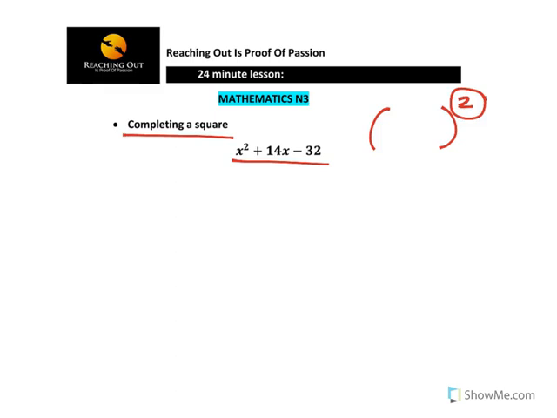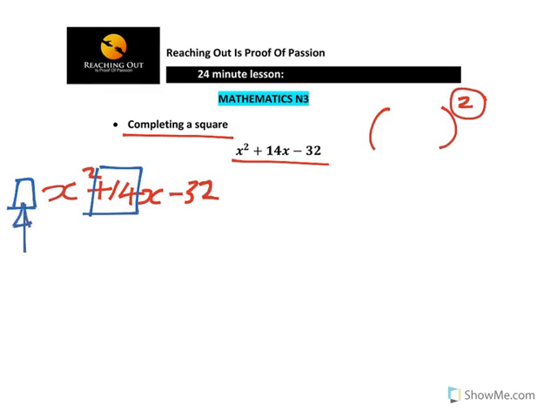So what do you mean when they say completing a square? If you are given this expression x squared plus 14x minus 32, the key thing to focus on, I will repeat again, is the number here and the number here. Those are the key things to focus on. Every time the number here must be 1.